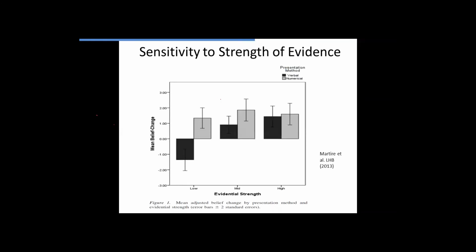These are results I'll skip over from an important study by Kristy Martire and her colleagues at the University of New South Wales. They presented widely different values of likelihood ratios and found that people gave basically the same weightings to the evidence, which is not good, suggesting people are not sensitive to differences in the value of the likelihood ratio when weighting the evidence.